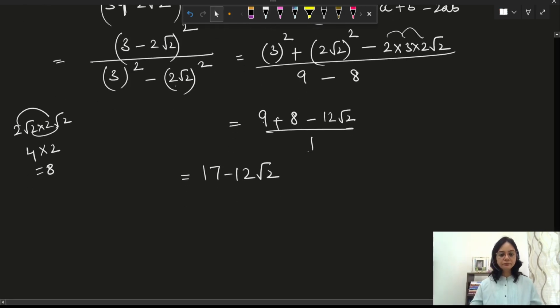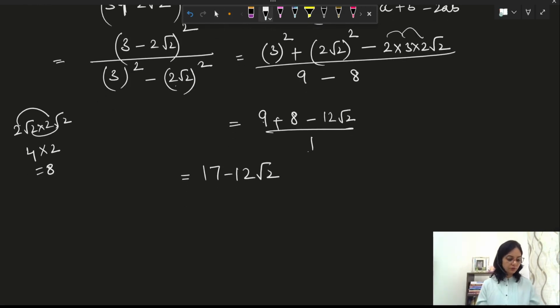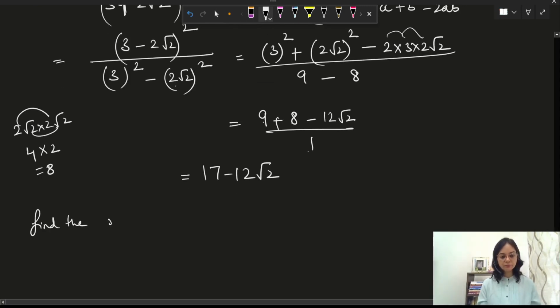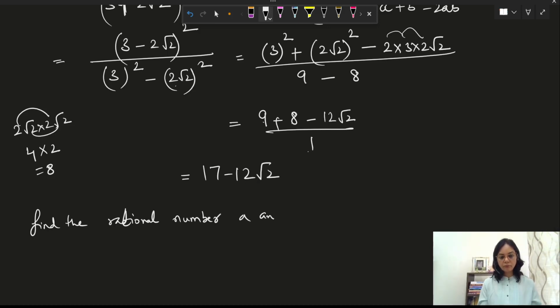Okay. Move to one question where it says find the rational numbers a and b such that, I'll take two parts for this question.